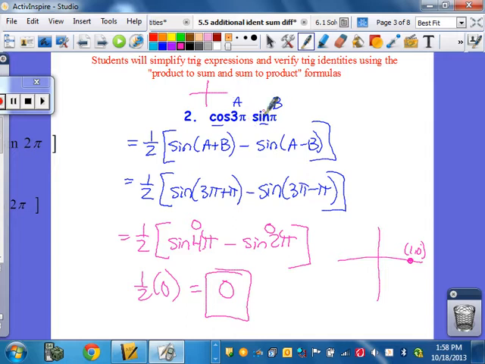Okay, just sine of pi is also 0. So anything times 0 is 0. So that is why that happens. So there's 2 examples of a product to sum answer.